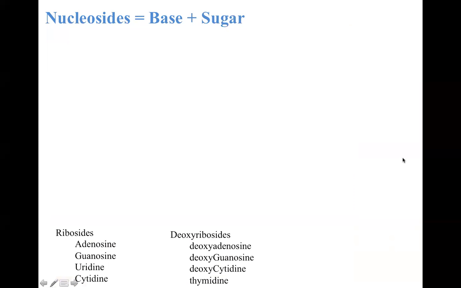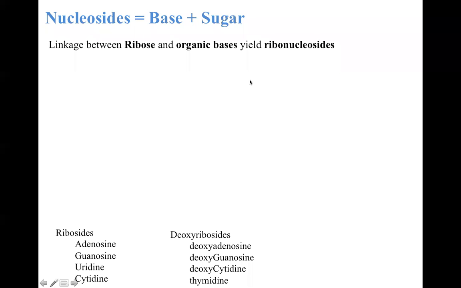Now, how do you name these nucleotides at the backbone? One terminology I wanted to tell is nucleosides. Nucleosides means if the base is bound to sugar, it is called a nucleoside. Yes, sides: base plus sugar. If the linkage is between the ribose sugar and the organic bases, in case of RNA, it will yield ribonucleosides.